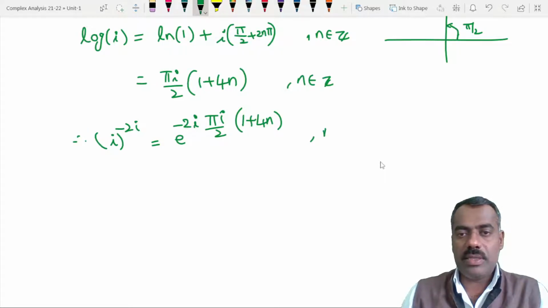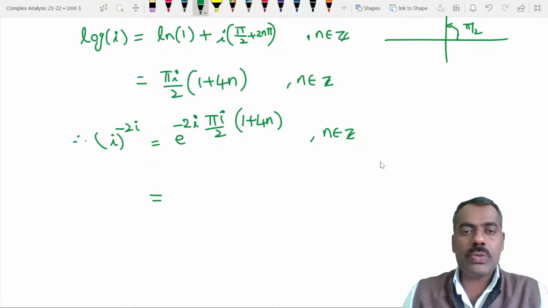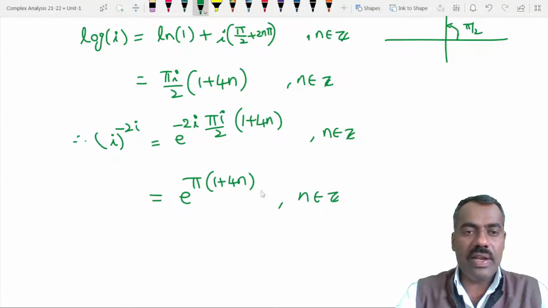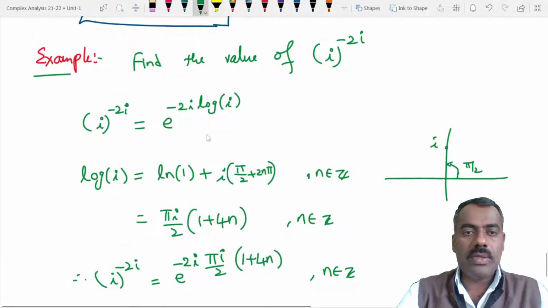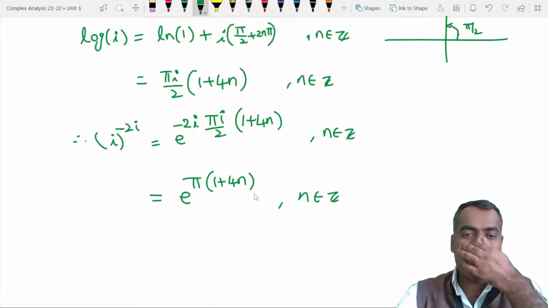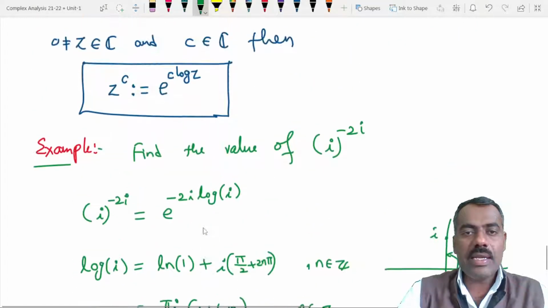So therefore this is nothing but i and i square, which is minus 1, the 2 will get cancelled. So e power pi into 1 plus 4n, for any n. You can check that this is a real value, right? So this i power minus 2i takes infinitely many values, but they are real values, right?